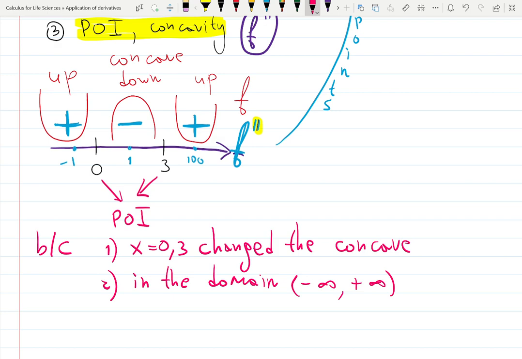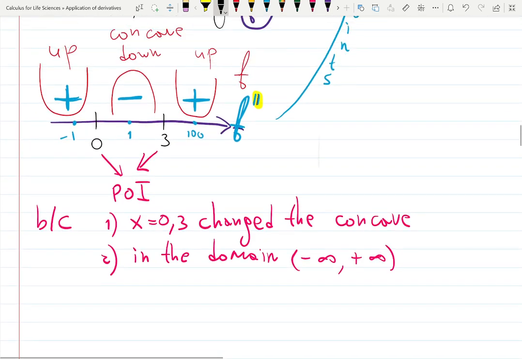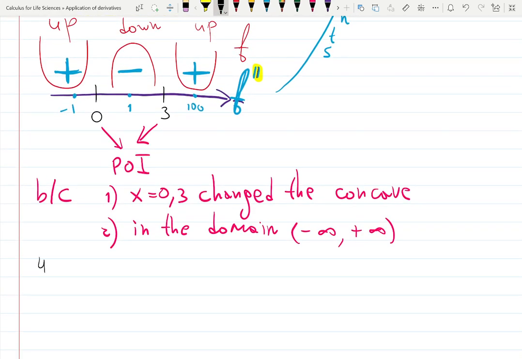You cannot call a vertical asymptote a point of inflection, because it's not a point, it's an asymptote. Does that make sense? Okay, let's conclude everything. Four, the original function f of x is concave up and concave down. I'm usually saving some writing. Who wants to read me the intervals?